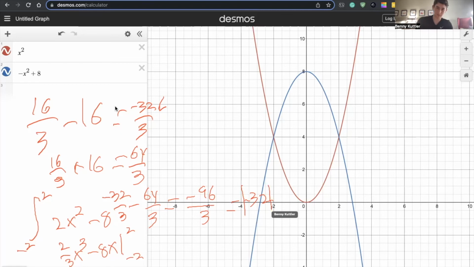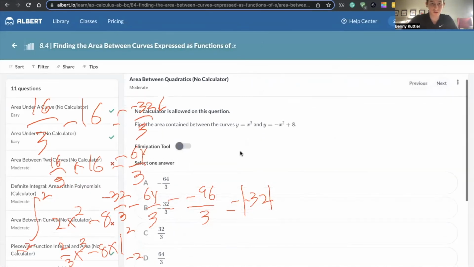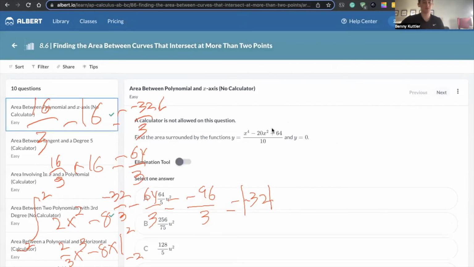Oh, sorry. 32, that seems a little high. Hold on. If we go back, we have our antiderivatives evaluated between, see if that's an answer. Not that one. Okay, we have to find out what we did wrong, or what I did wrong.